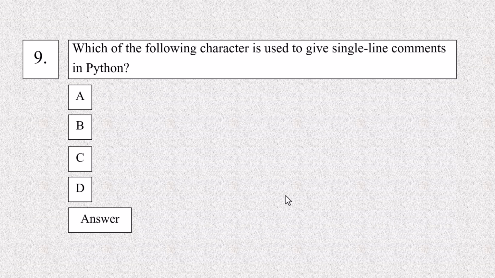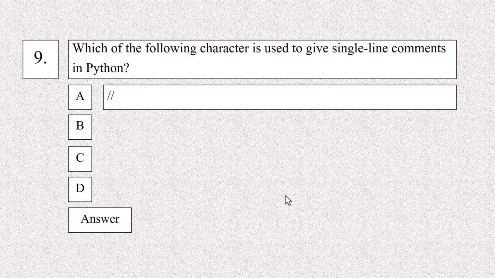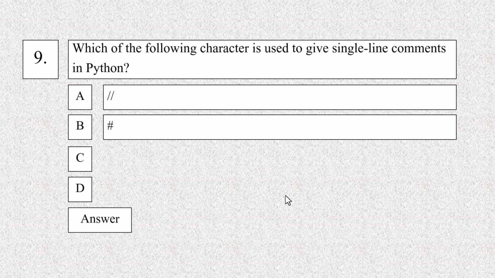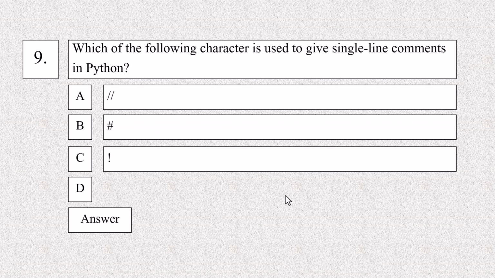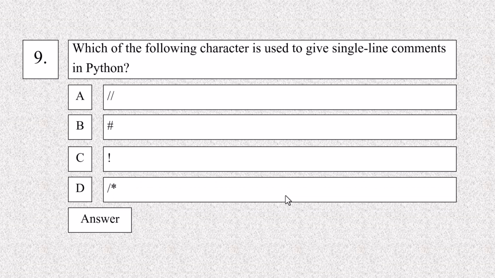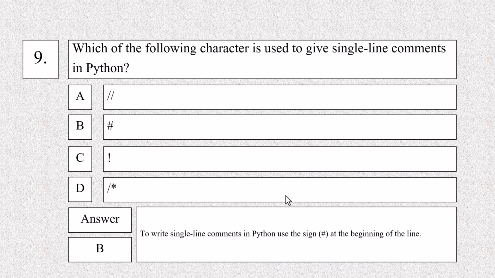Next question. Which of the following characters is used to give single line comments in Python? Option A, double slash. Option B, hash symbol. Option C, exclamation sign. Option D, slash then star. The correct answer will be option B. To write a single line comment in Python, we use the hash symbol at the beginning of the line.